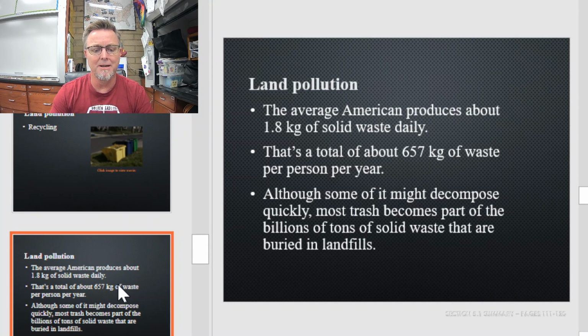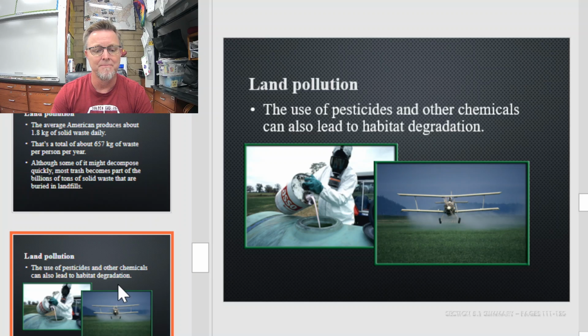The average American produces about 1.8 kilograms of solid waste a day. And no, I'm talking about trash here, okay? I'm not talking about anything else. That's about 657 kilograms of waste per person per year. Although some of it might decompose quickly, like paper products, most trash becomes part of the billions of tons of solid waste that are buried in landfills.